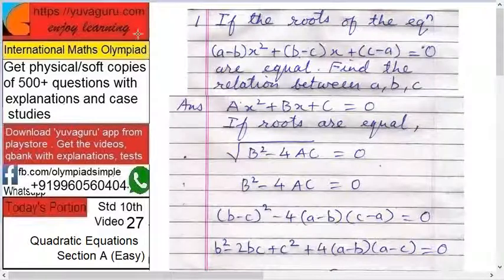Let's start. If the roots of the equation (a minus b) x square plus (b minus c) x plus (c minus a) equals 0 are equal, find the relationship between a, b and c.